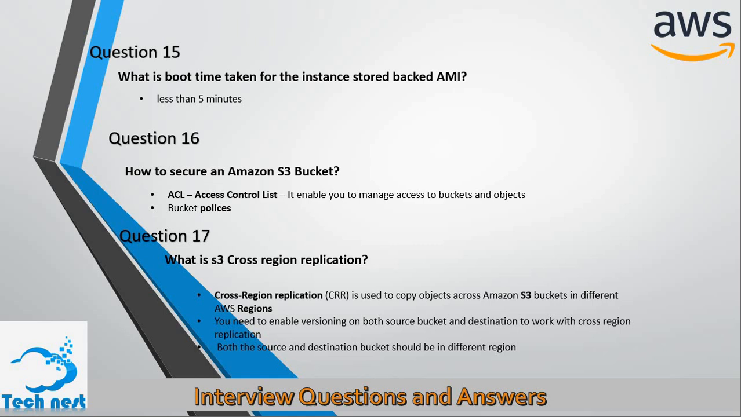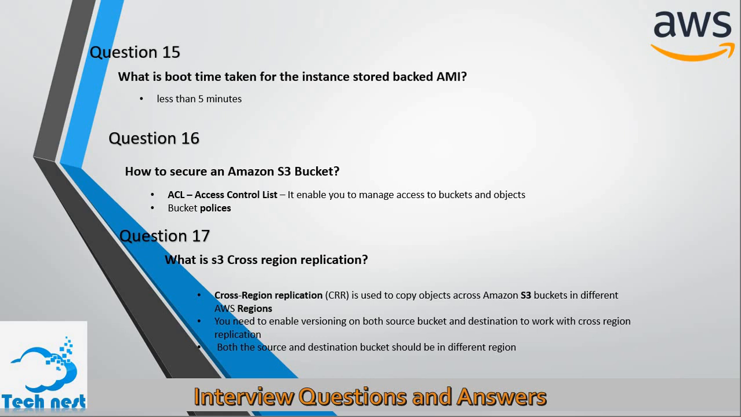How to secure an Amazon S3 bucket? We can secure the Amazon S3 bucket in two ways. First one is ACL, Access Control List. It enables you to manage access to buckets and objects. Second one is bucket policies.